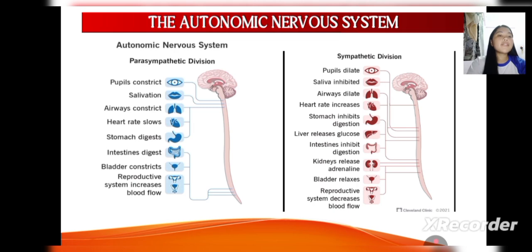While the sympathetic division is responsible for pupils dilate, saliva inhibited, airway dilate, heart rate increases, stomach inhibits digestion, liver releases glucose, intestine inhibits digestion, kidneys release adrenaline, bladder relaxes, and reproductive system decreases blood flow.